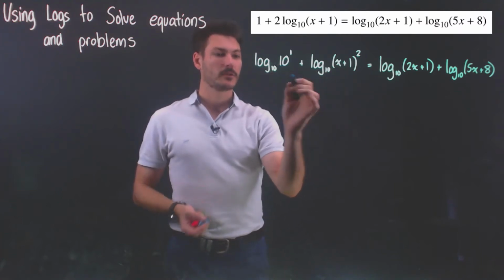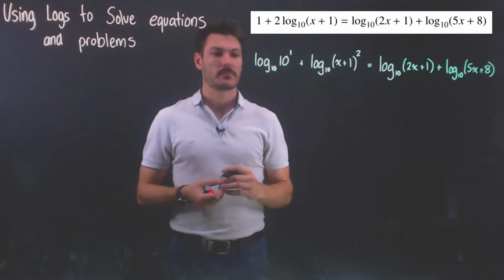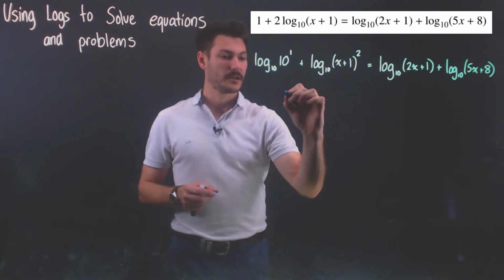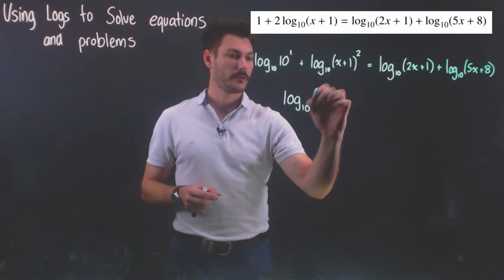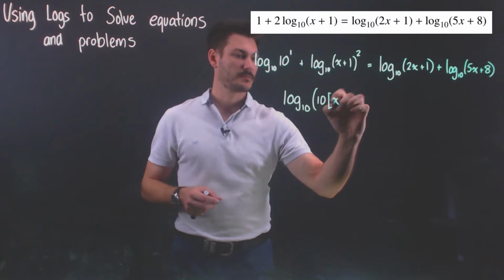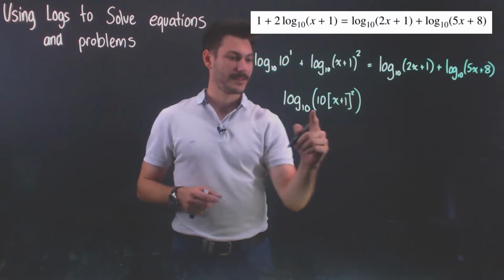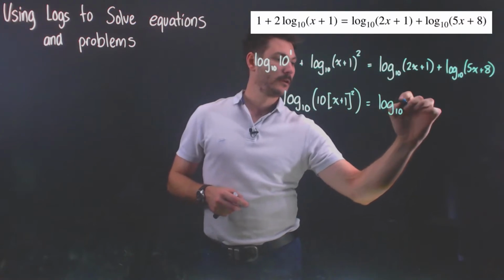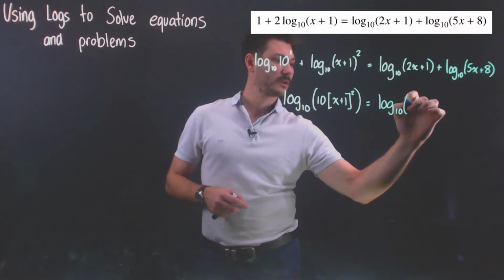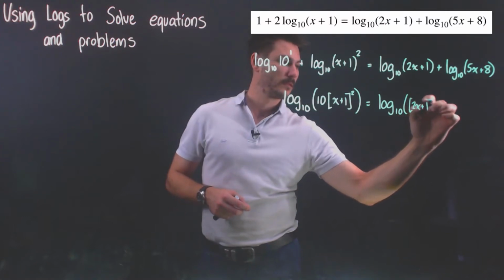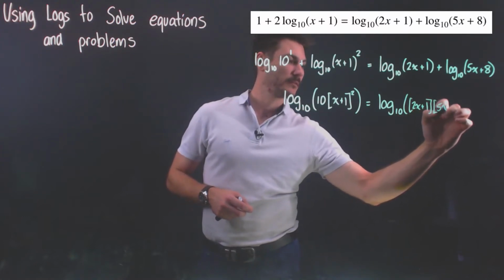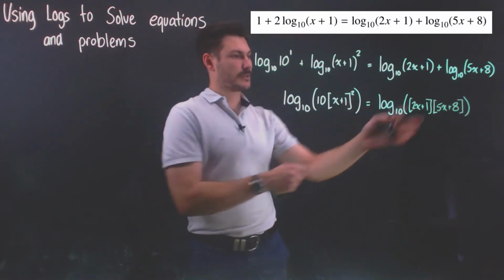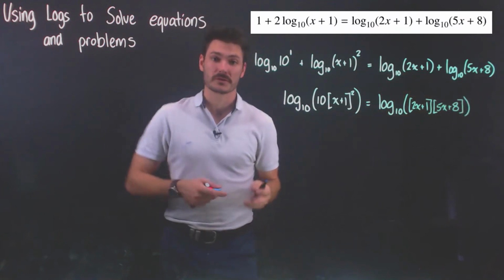When you are adding logs with the same base, you can multiply the terms. So I'm going to be multiplying 10 with this x plus 1 all squared. So on the left hand side I'm going to have log base 10 of 10 lots of x plus 1 all squared. This log on this side is going to be log base 10 also, but of 2x plus 1 multiplied by 5x plus 8. Just like on the left hand side, on the right hand side I have multiplied these two because I have a log with the same base.